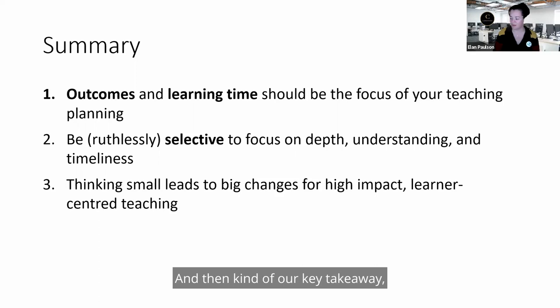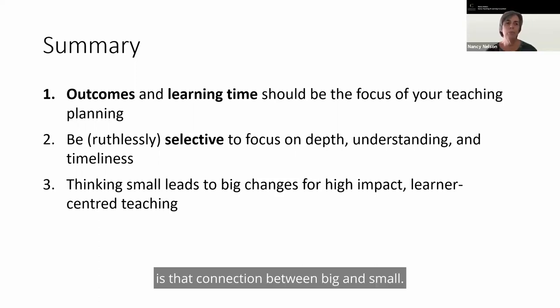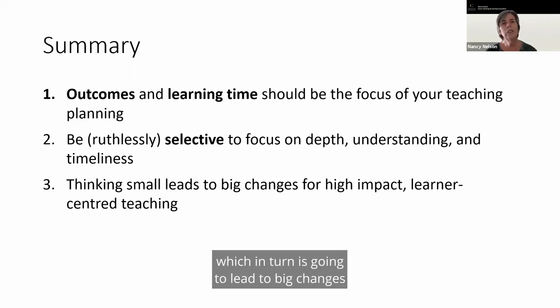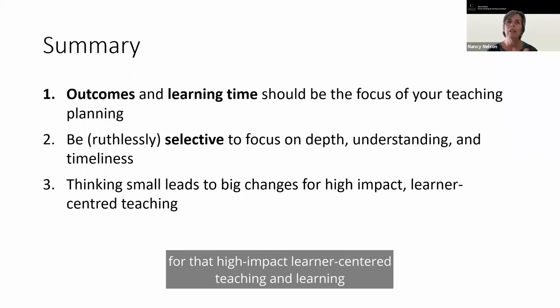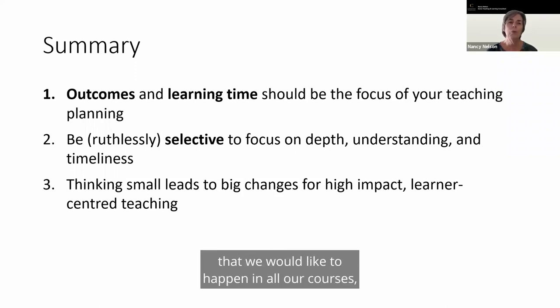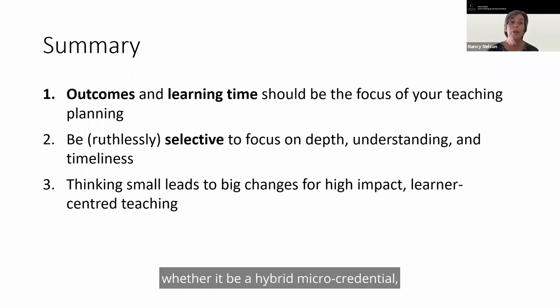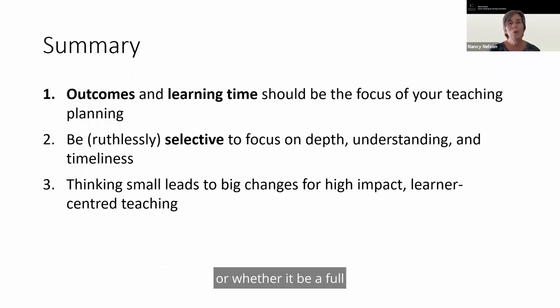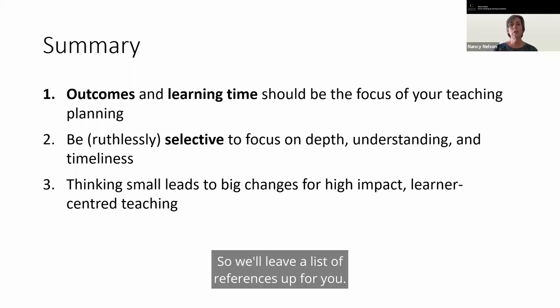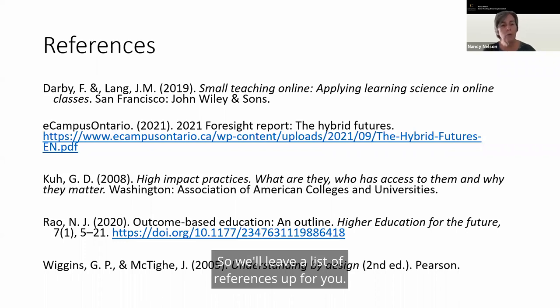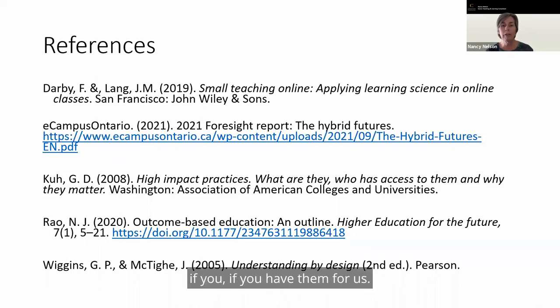And then our key takeaway is that connection between big and small. So we need to see the big picture. We need to think small, which in turn is going to lead to big changes for that high impact learner-centered teaching and learning that we would like to happen in all our courses, whether it be a hybrid micro-credential or a full course in any of the delivery modes we've been talking about over the last few days. So we'll leave a list of references up for you. We'd be more than happy to take any questions if you have them for us.